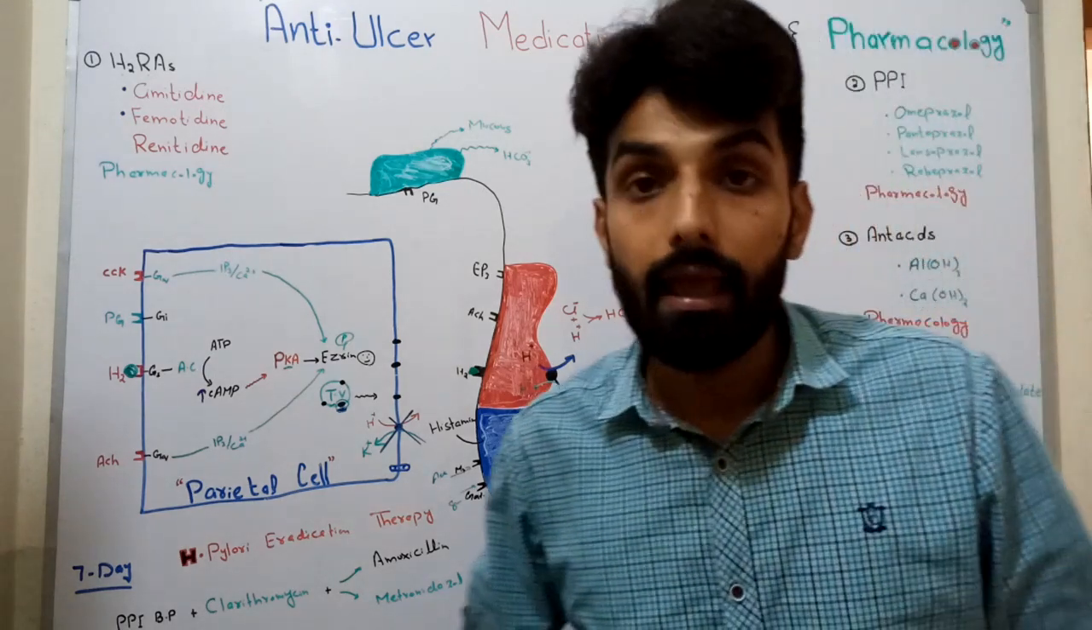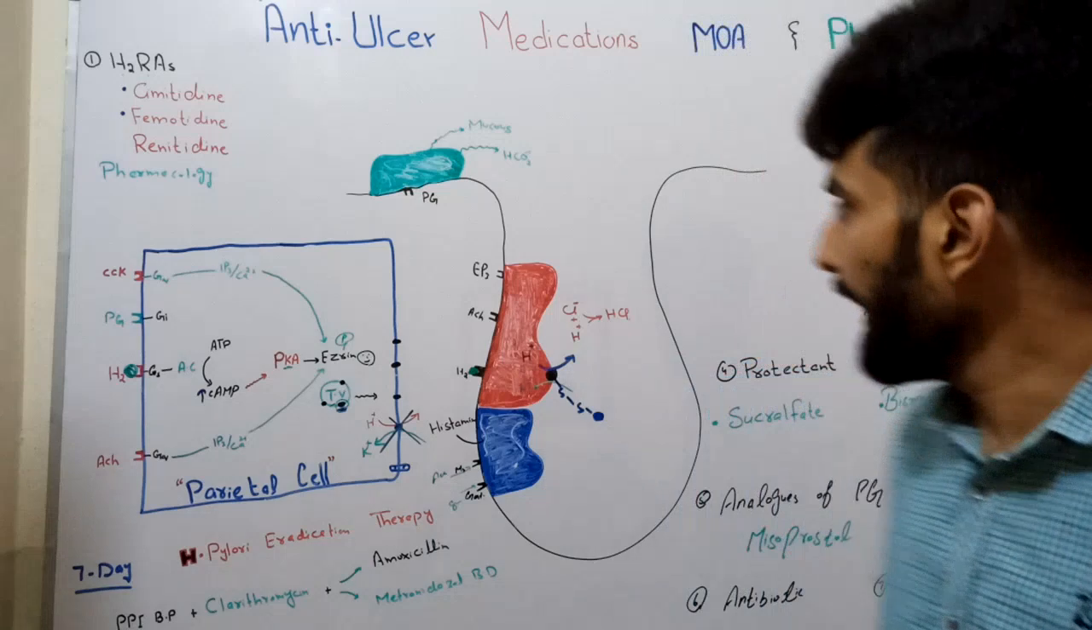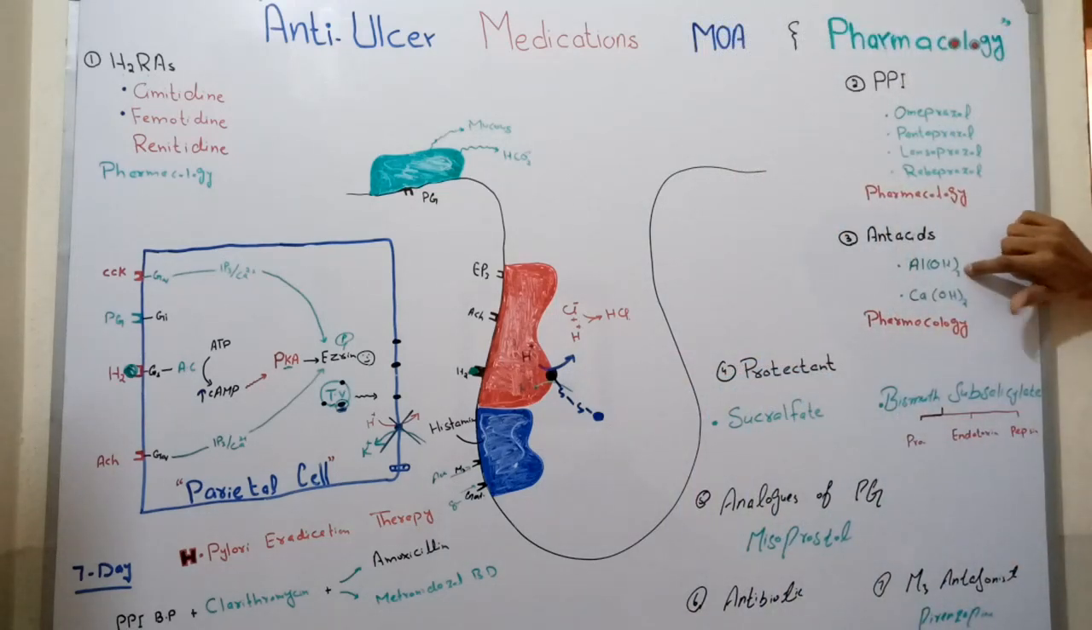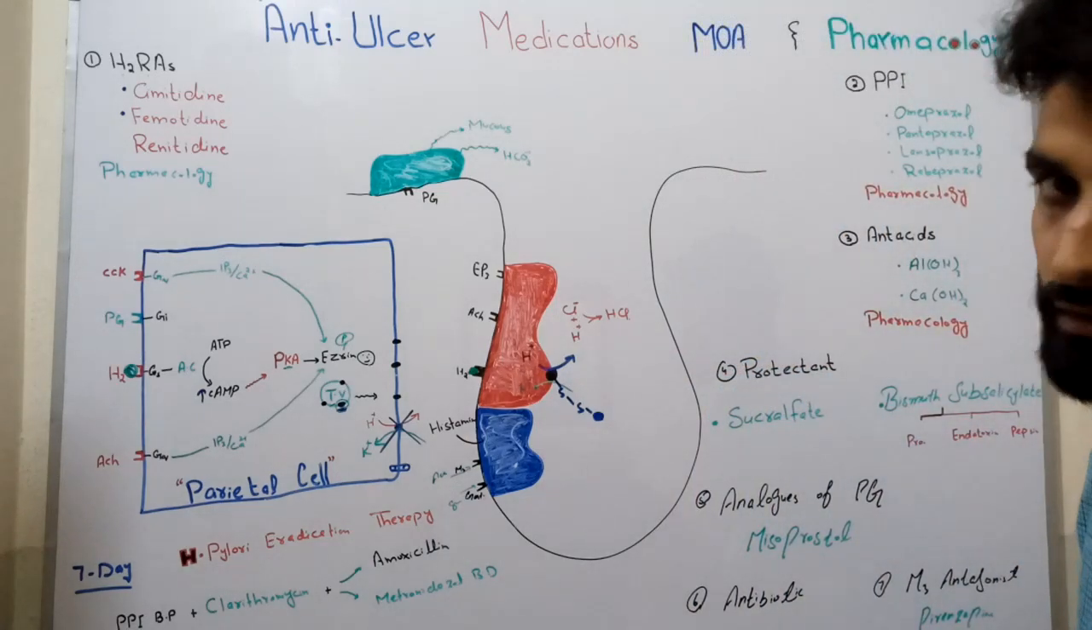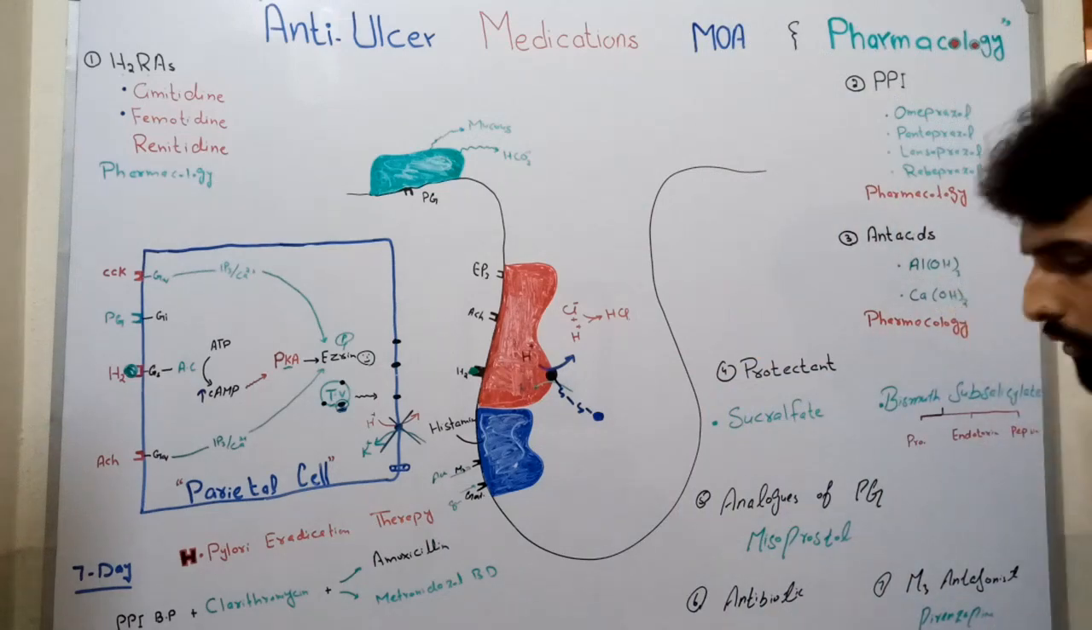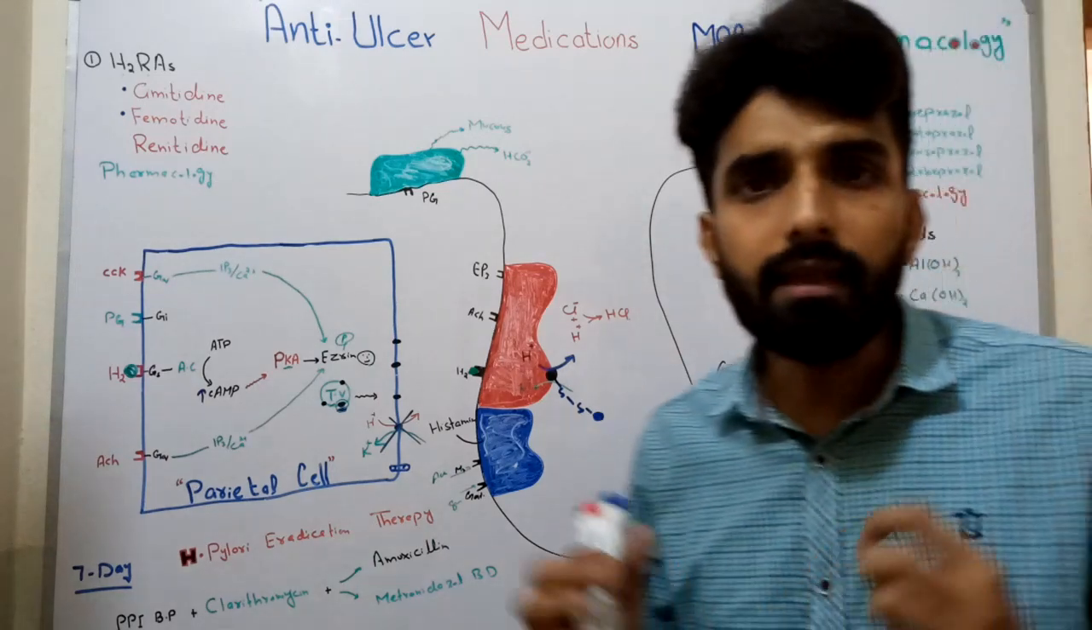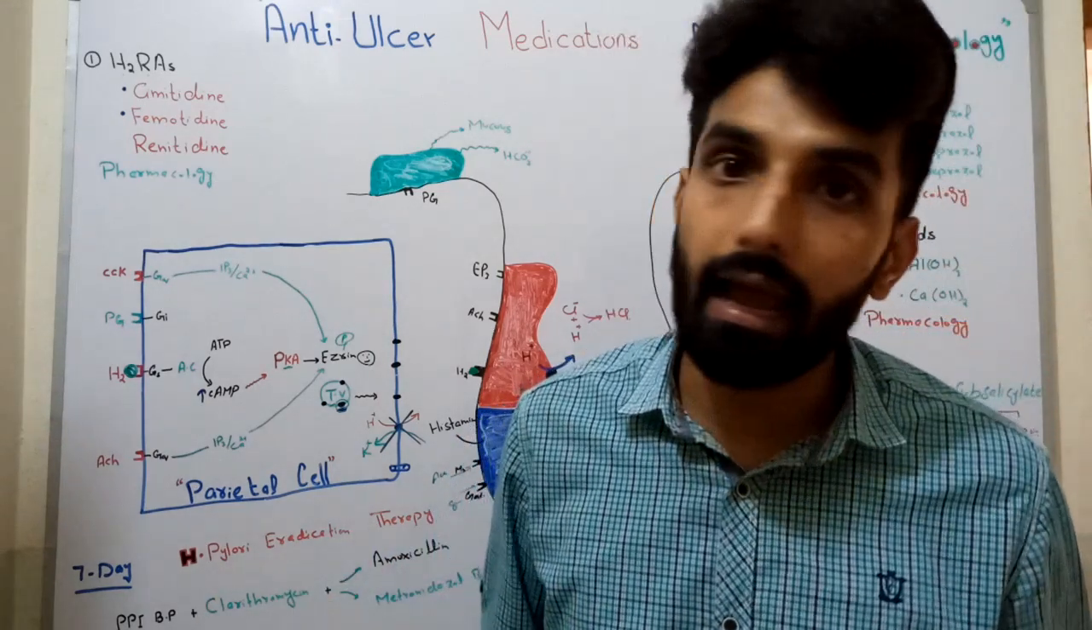Okay, now let's talk about the third class, that is antacids, which include aluminium hydroxide and calcium hydroxide. By looking at the hydroxide, you can see that these drugs are basically alkaline in nature.